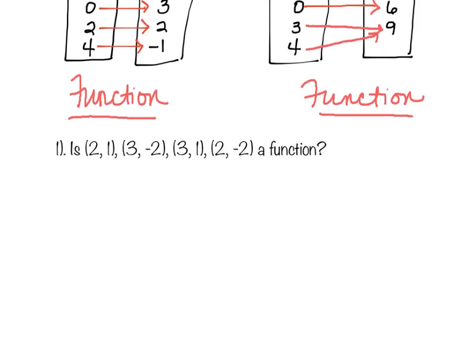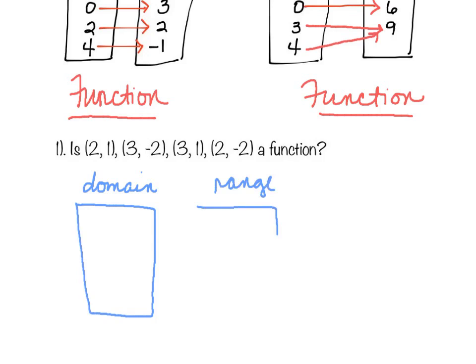Okay, let's go on. Let's look at this one. 2, 1, 3, -2, 3, 1, and 2, -2. Let's map this one out so that you can see how it looks if it's mapped out. All right, so we're going to place the members of the domain right here. We're going to place the members of the range right here, and then we're going to match them up. So remember that for a mapping, you will list the members of the domain and the range.